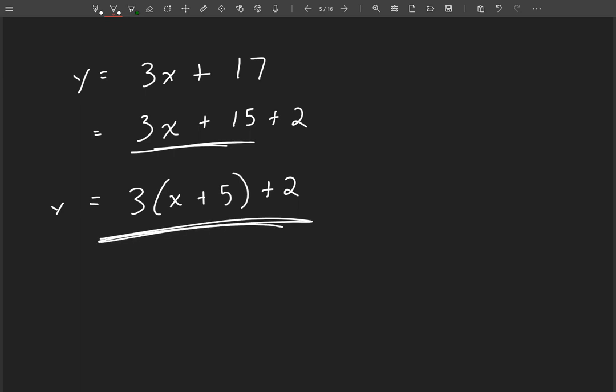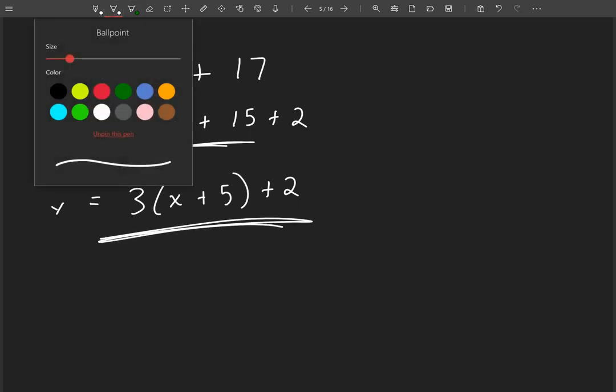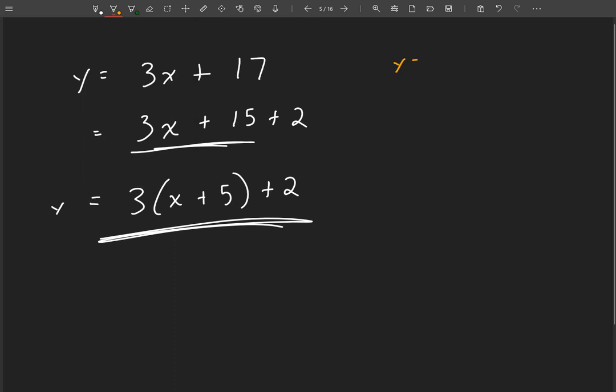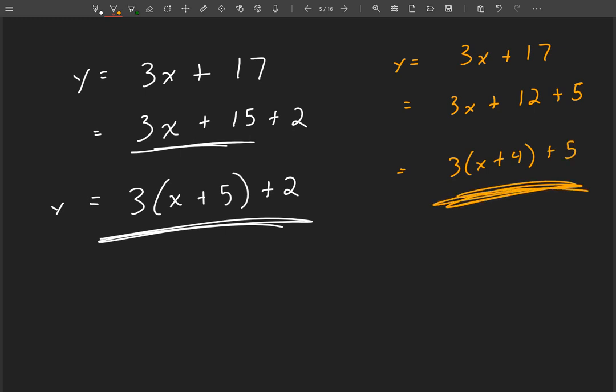Now, this is just one answer. What if you had done something different? Let me change colors so I don't make this too confusing. I'm going to write the same problem down again. I'm going to use a different set of numbers. You could have chosen, let's say, 12 and 5, right? Because 12 plus 5 gives you 17, and 12 is divisible by 3, so you could do that. So I have 3x, divide 12 by 3, you get 4. The 5 just hangs out. This answer is also the same. It's exactly the same line.